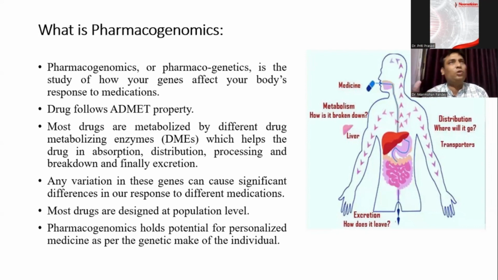As per one study, around 20 to 60% of individuals have one or two drugs that don't suit them. So this is where pharmacogenomics comes into the picture, where the genetic makeup of an individual, or the variation in your genes, will affect your body's response to the medication.